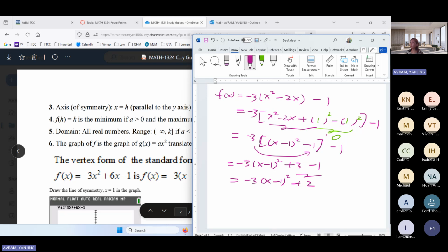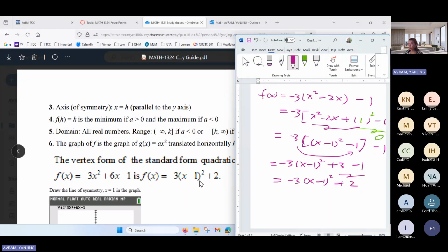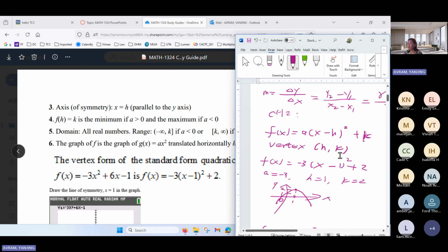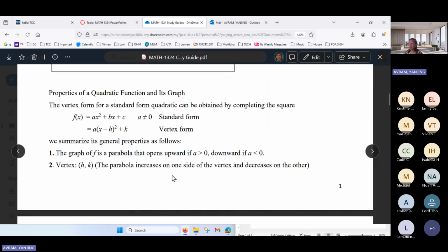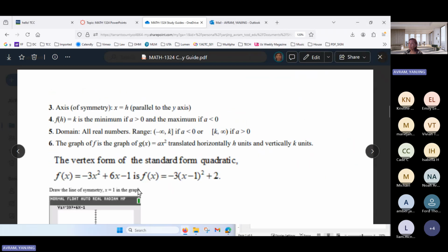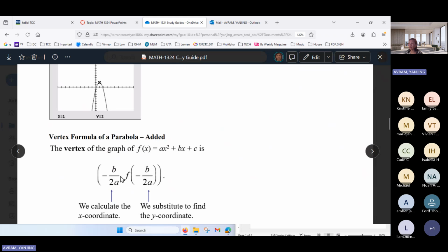So that's how you get to this formula in here, and you can find the vertex. The vertex is (1, 2) for this form. All right, so we are also giving you a formula, in case you don't want to go through this whole process. So how do you find the vertex? Well, I can find the vertex using my vertex formula in here. All right, so that is my vertex formula.